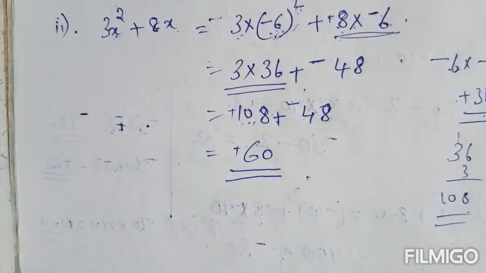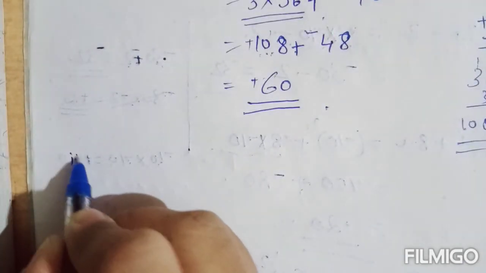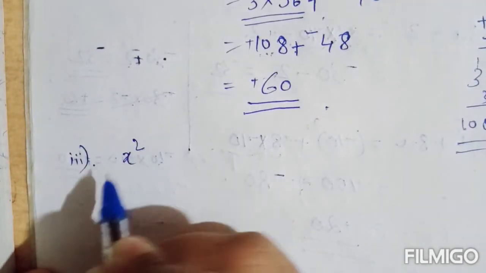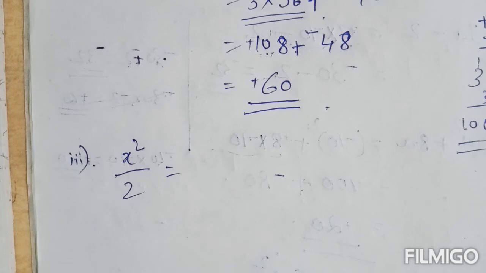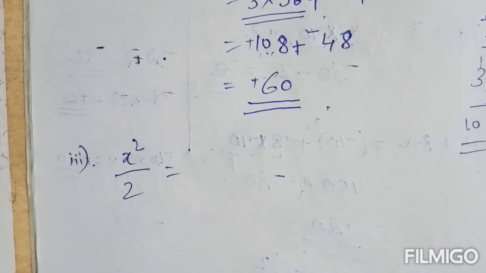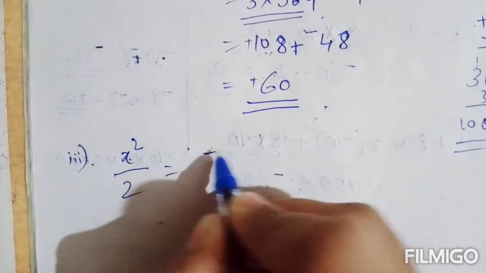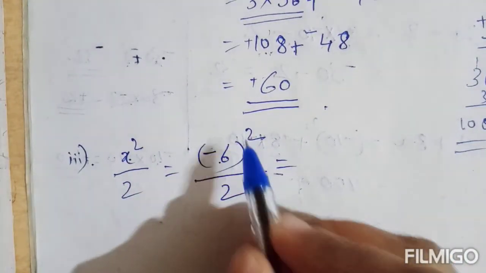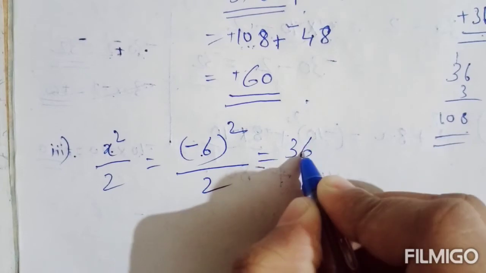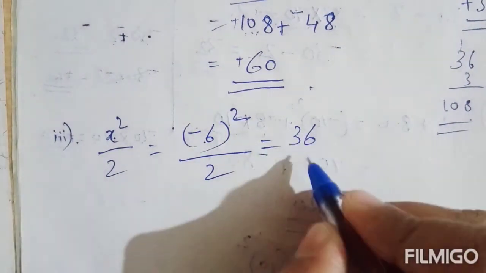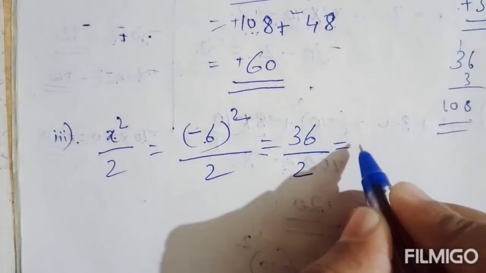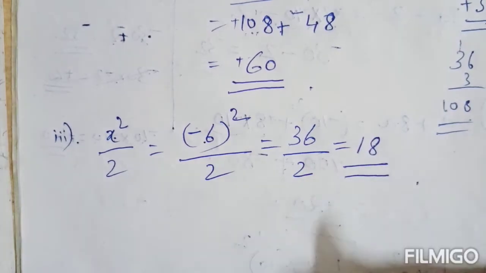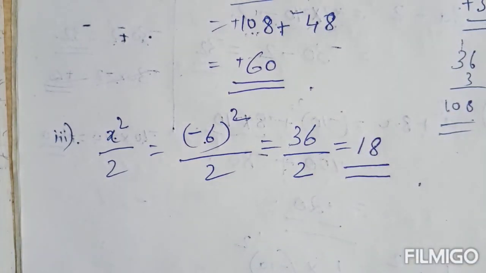In that third one, x square by 2. So giving the value for x, what you will get? X, it is minus 6 square by 2. Minus 6 whole square, we find it 36. 36 by 2, it is 18. 18 will be the answer.